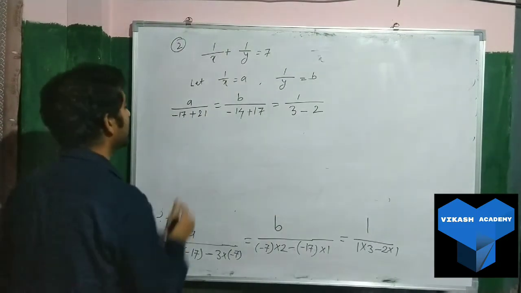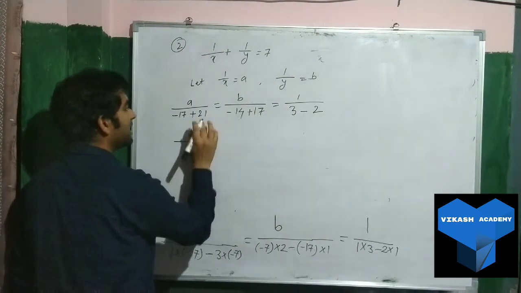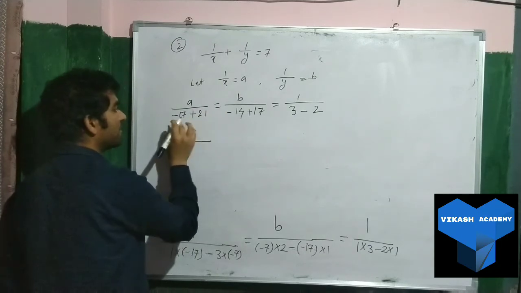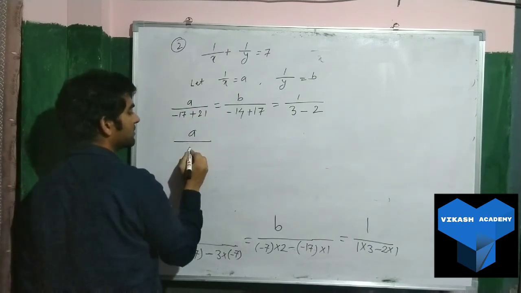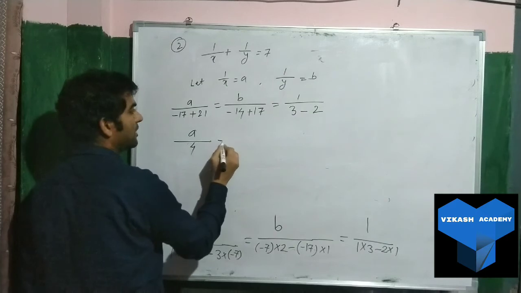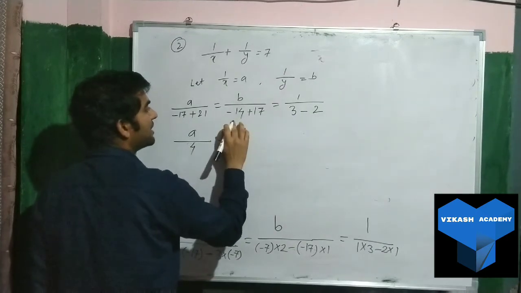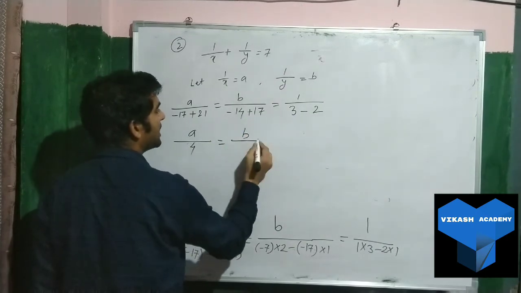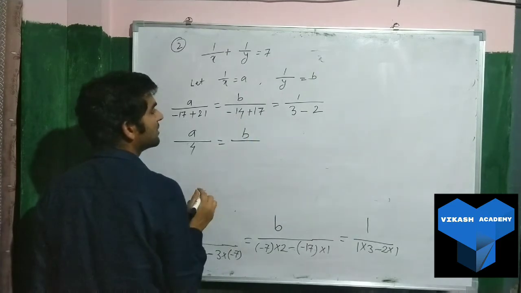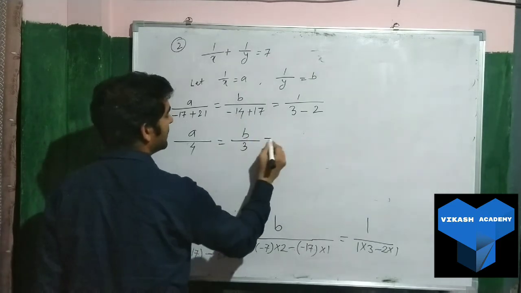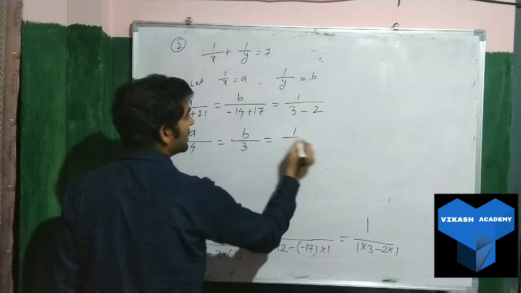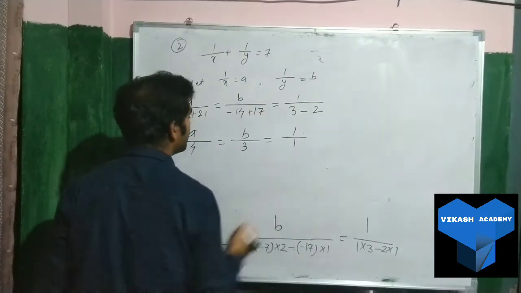Now simplify again. A will be A, 21 minus 17, so it will be 4. Equal to B, minus 14 minus 7, so 17 minus 14, it will be 3. Equal 1 here, 3 minus 2, it will be 1 by 1.